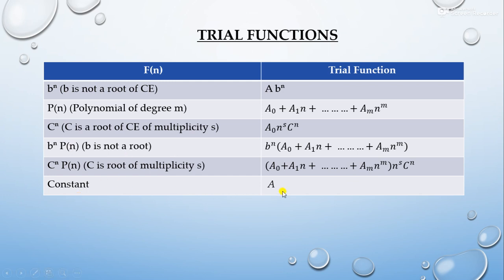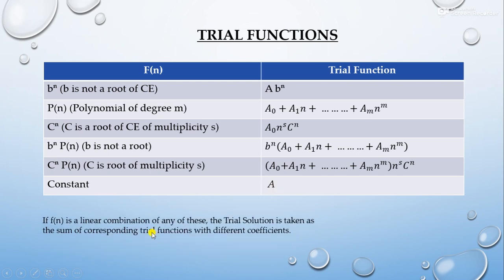Okay, so the last one is that if our function fn is a constant, so if that is only a constant, we assume our trial function is a capital A, right? Okay, so now one more thing is that if our function fn is a linear combination of any of these, so we use our trial function. What do we assume our trial function? In that case we assume our trial function is the sum of the corresponding trial functions. Clear?